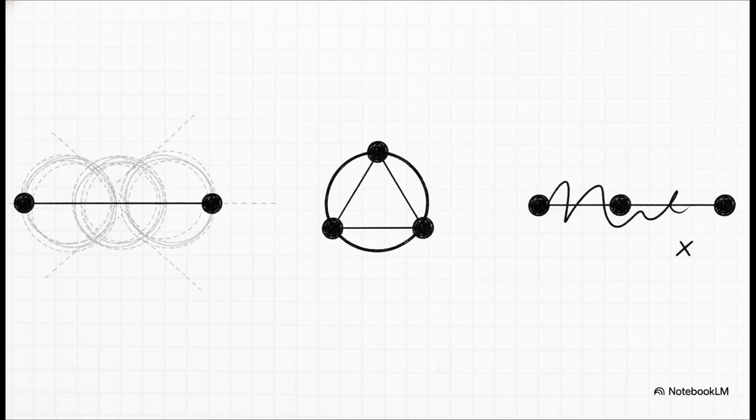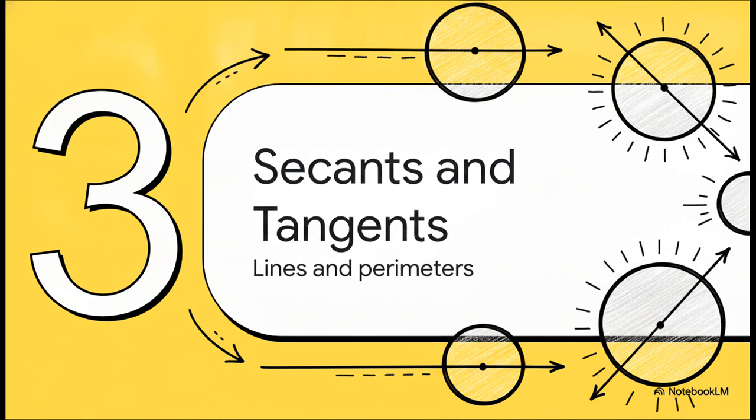Here are the core rules you absolutely must remember. While 1 or 2 points allow for infinite circles, 3 non-collinear points, meaning points that form a triangle and don't sit on a straight line, lock in exactly one unique circle. Just one. Furthermore, if you place 3 points perfectly in a straight line, making them collinear, there is simply no way a circle can ever pass through all 3. Section 3. Secants and tangents.